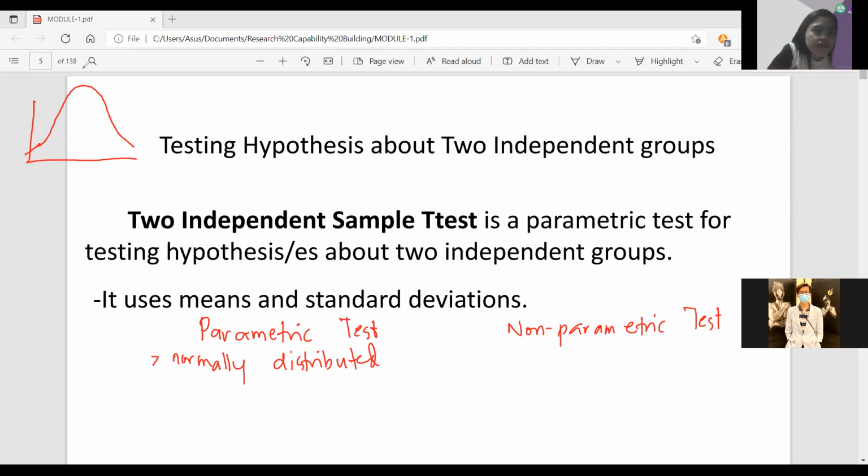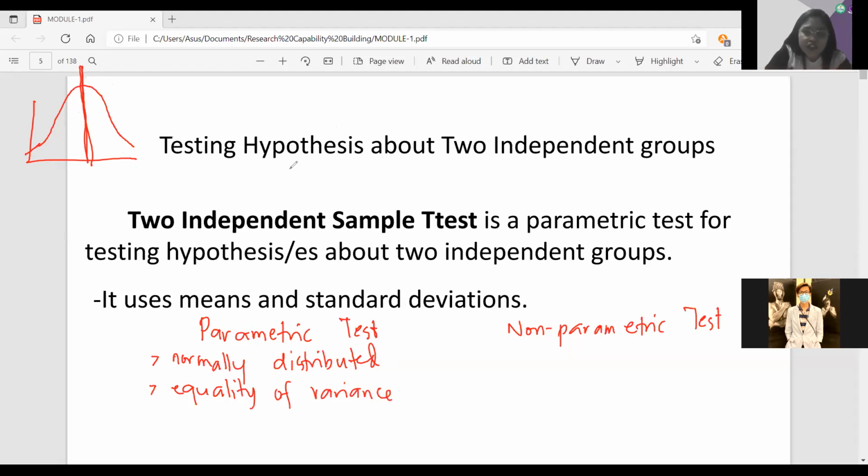Okay? Normally distributed. It means that if you are going to graph your collected data, you will get a bell-shaped graph in which if you are going to divide this into two, you will have two sides that are mirror image of each other. Okay? And you will have mean, median, and mode exactly at the center of the distribution. So normally distributed yung tawag dyan. If the data goes like this, if i-graph natin. Okay? Normally distributed.